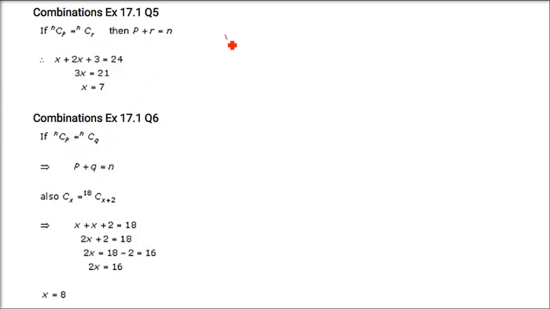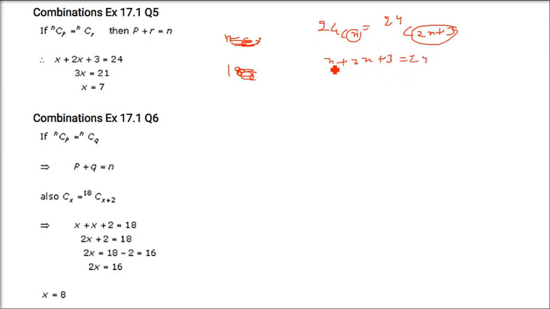24Cx is equal to 24C2x plus 3. So we have to find out the value of x. So let us write what is being given. 24Cx is equal to 24C2x plus 3. That means x plus 2x plus 3 is equal to 24. That is going to be 3x plus 3 equal to 24, so 3x equal to 24 minus 3, that is 21. x is equal to 7.